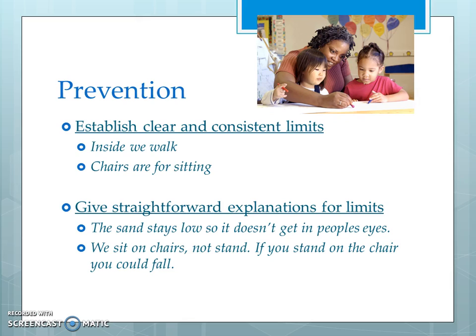The first one that you see here under prevention is establish clear and consistent limits. Limits are statements of what behavior is appropriate. They ensure that children know what is exactly expected. Limits should be clearly stated and related to the safety and the protection of self, others, and the environment. The younger the child, the simpler the limit. Limits should be consistently enforced and within a child's ability to understand.